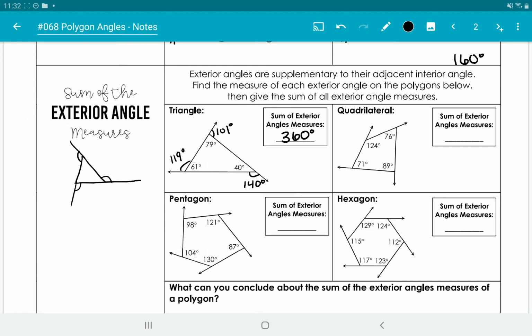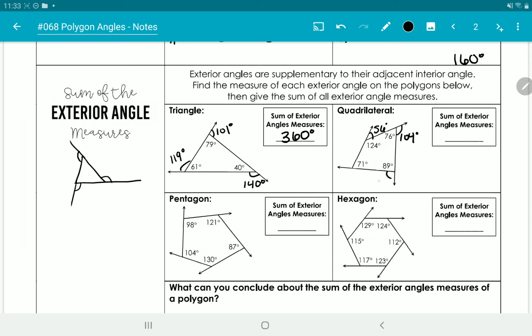Well, let's look at a quadrilateral. Again, for each of these, you need to do 180 minus the other one. So 180 minus 124 gives us 56 degrees. 180 minus 76 gives us 104 degrees.